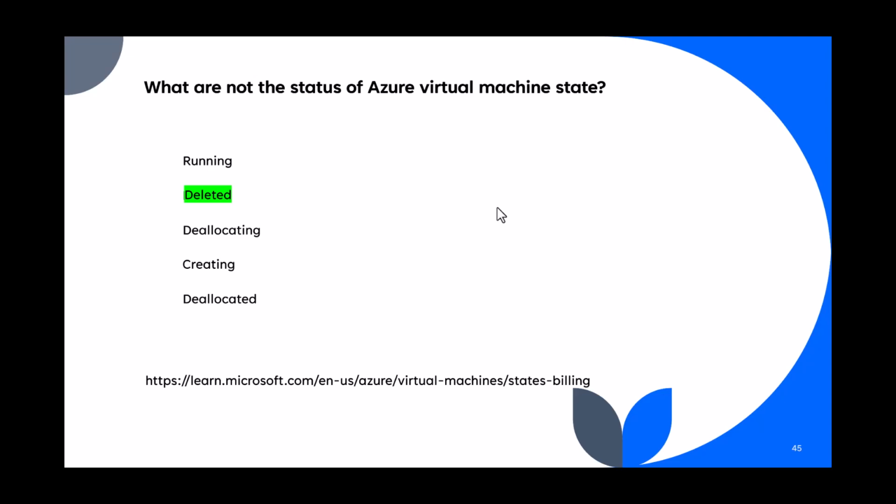Running is a status. Once you start, it will be running. Deallocating is a status. Once you shut down, it will deallocate the disk, everything. Creating is a status. Once you start creating, deploying a virtual machine, it will be creating. Deallocated means completely stopped. So deleted is not the answer. And you can go and see the states and billing. I can put a link also down below. Moving on to the next question.